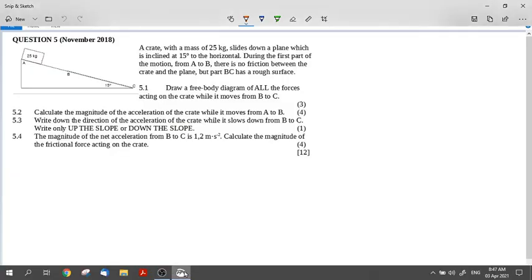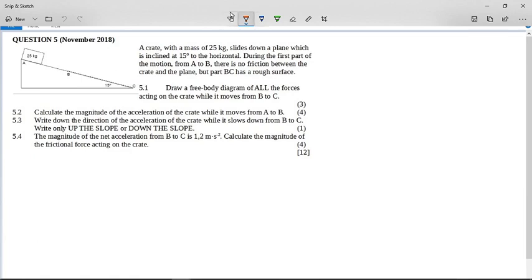Okay, here we've got a question on Newton's second law. It's a grade 11 question from November 2018, question 5. It says a crate with a mass of 25 kilograms slides down a plane which is inclined at 15 degrees to the horizontal. During the first part of the motion from A to B, there's no friction, but part BC has a rough surface. Okay, so we've got two different situations going on here.